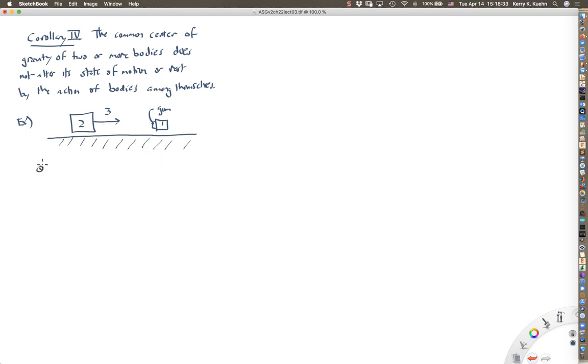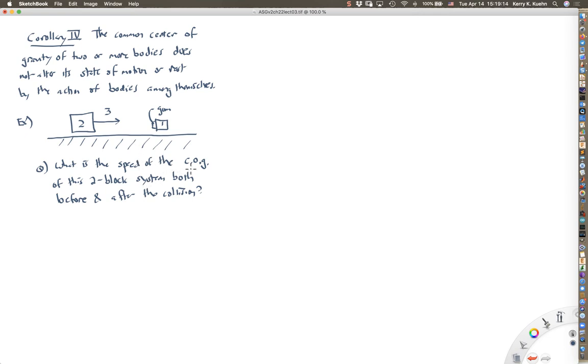And here's the question. The question is, what is the motion of the center of gravity before and after the collision? So what is the speed? Let me ask it this way, not the momentum, but what is the speed of the center of gravity of this two-block system, both before and after the collision?